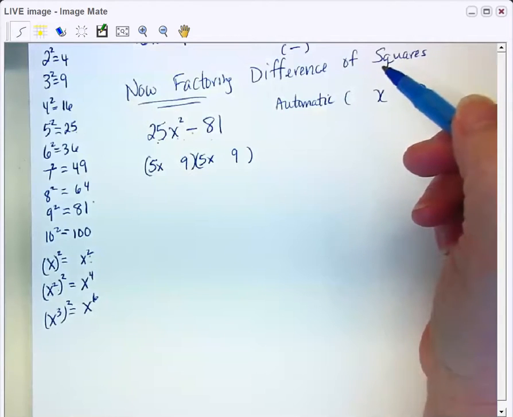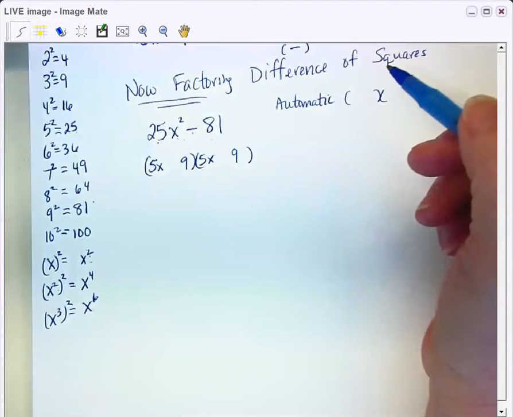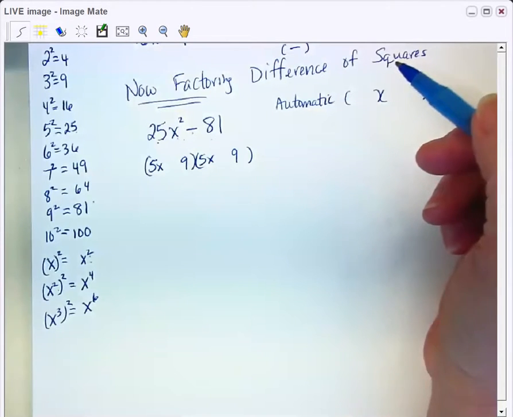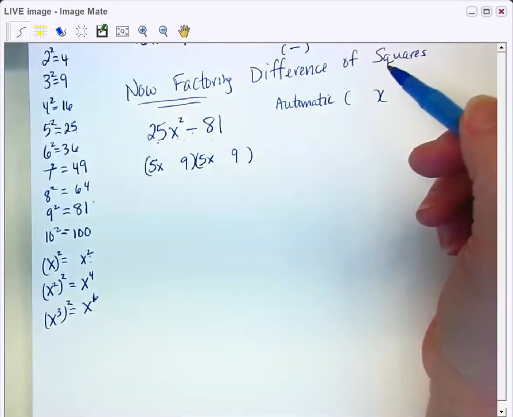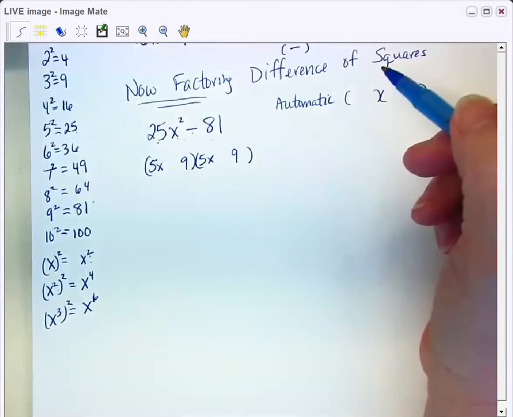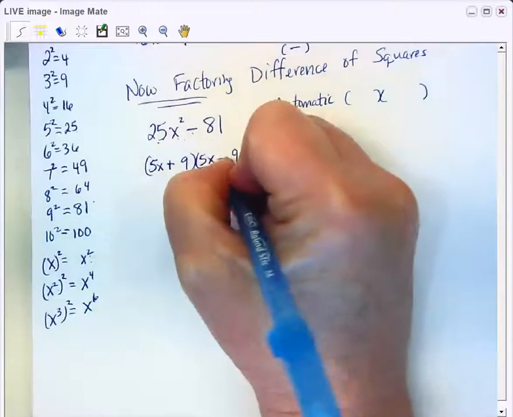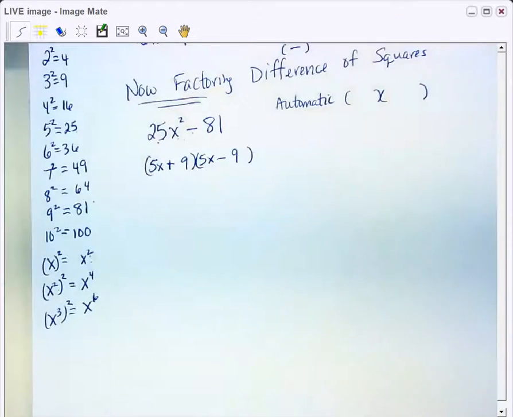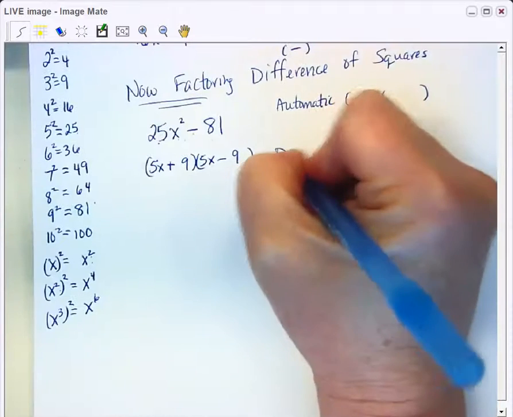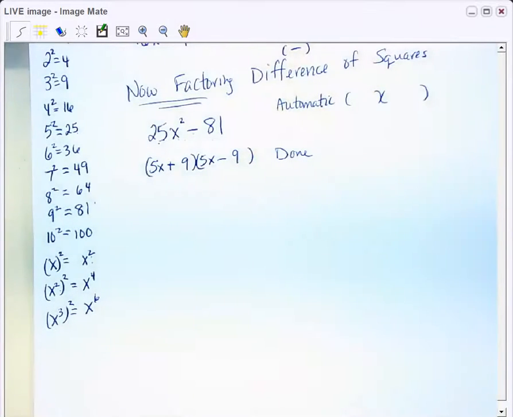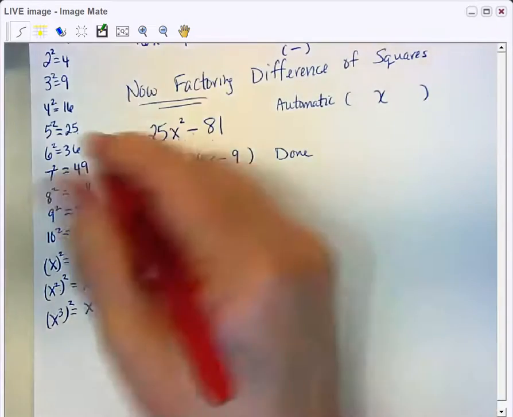Good. Nice. Who else? Which two signs multiply together to give me a minus? Good. Nice. Yep. I have a positive and a negative, or a negative and a positive, and you're done. Done. That was it. Let's try another one.